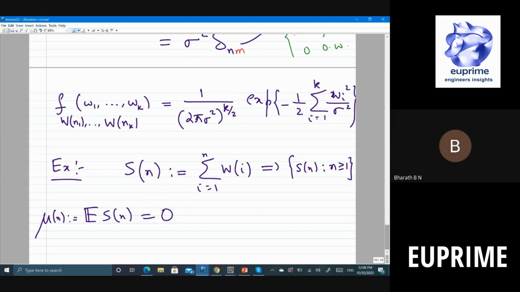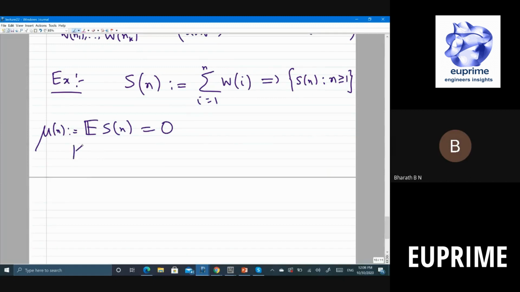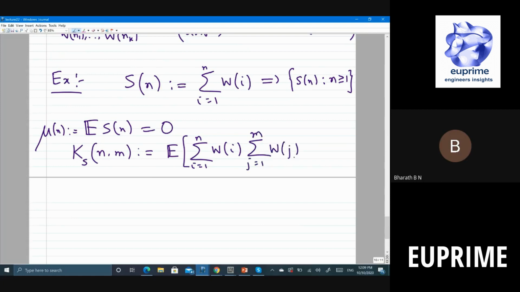So it is 0. Now what is the next thing? We need to look at the covariance, right? So what will be the covariance? The covariance of the sum at 2 points. Let's look at n, m. Okay, I'll change the notation. So this would be the expected value of S of n times S of m. S of n would be the sum i equal to 1 to n of w i, and S of m would be the sum j equal to 1 to m of w j. So this is what we get.